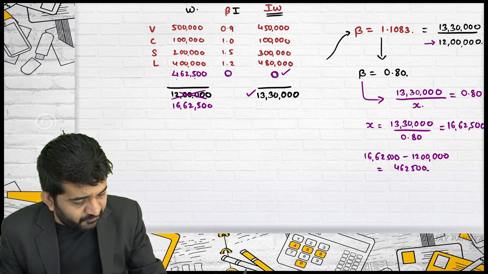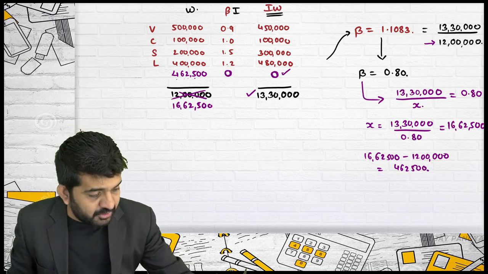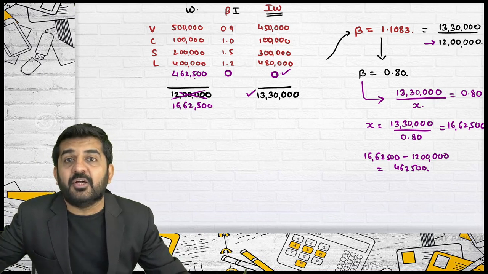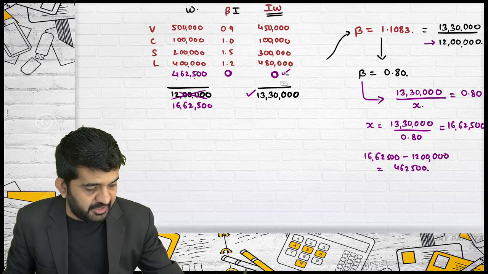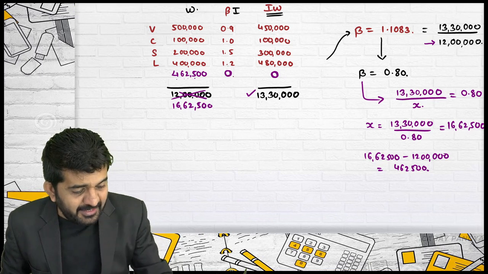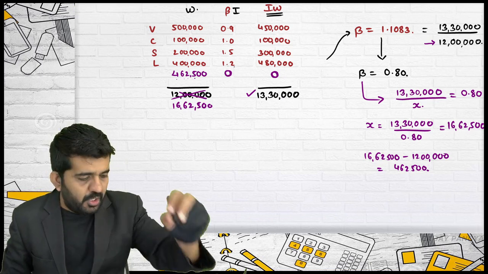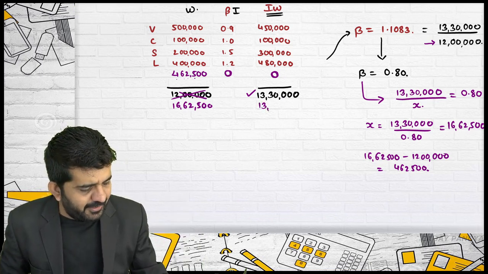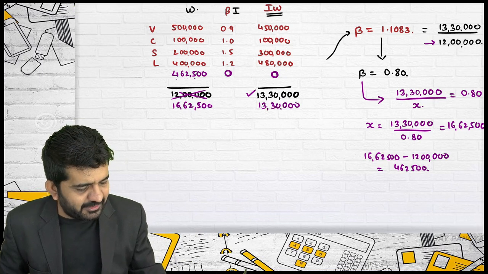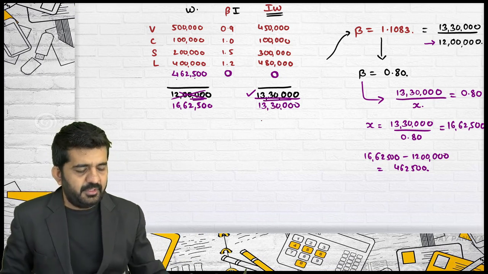So beta of this security should be 0. Otherwise this will be another number and this figure will change. Is it alright? So beta of this security is 0. I am refinding my beta. This is 13,30,000. Is it alright?